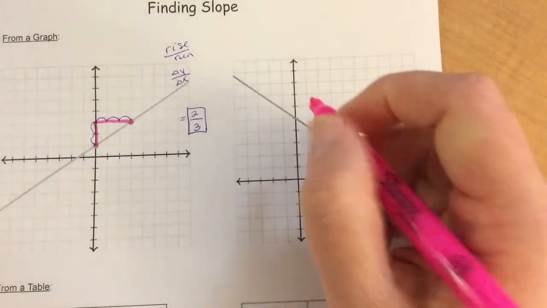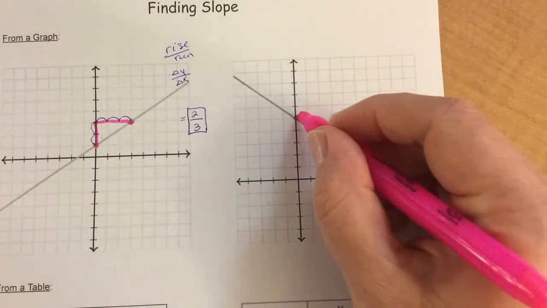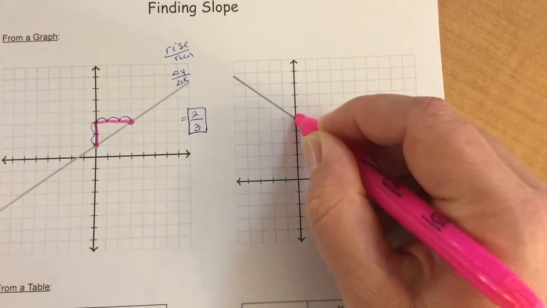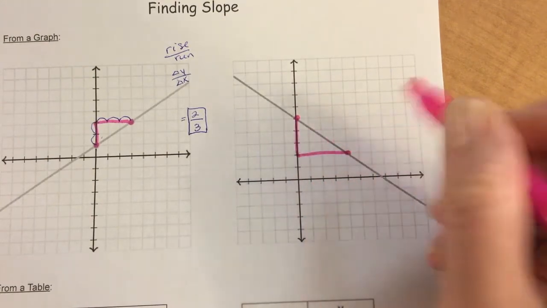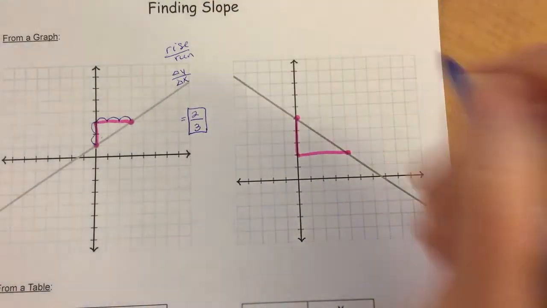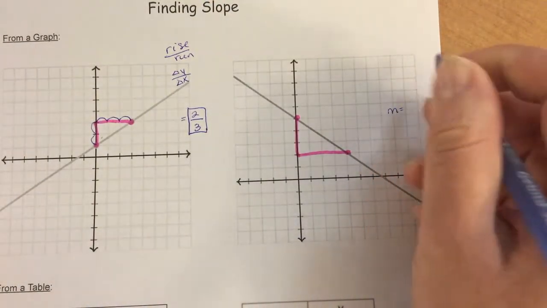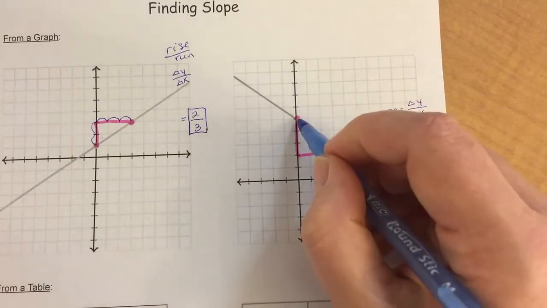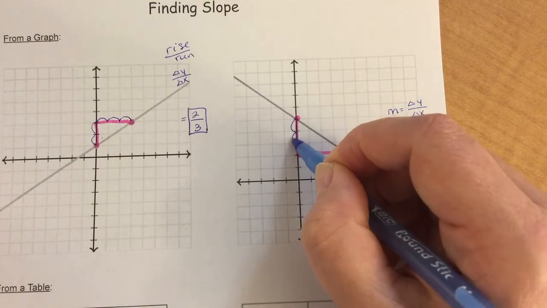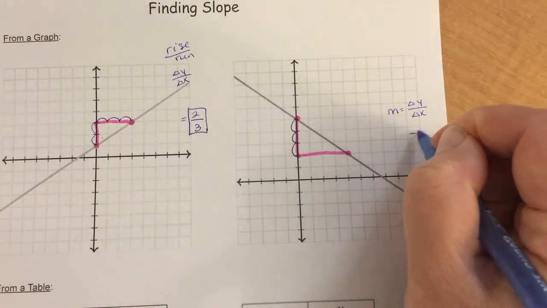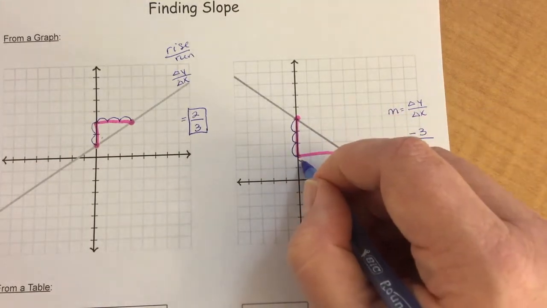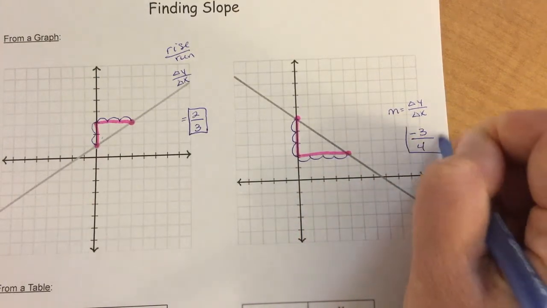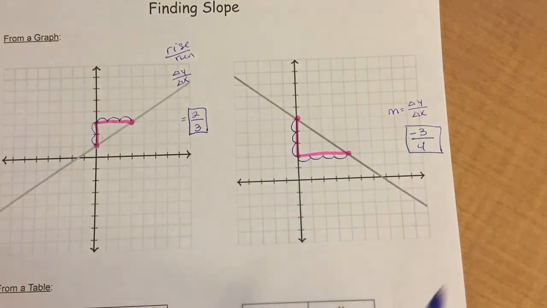Similarly, for this line, you choose 2 points on the line. It's easiest if they meet at the corner of the grid lines, so like right here. Make your slope triangle. M equals the change in y over the change in x. So see how much your y changes. It goes down 1, 2, 3. So it goes down 3, -3. Then it goes over 1, 2, 3, 4, over 4. So the slope of this line is -3/4.